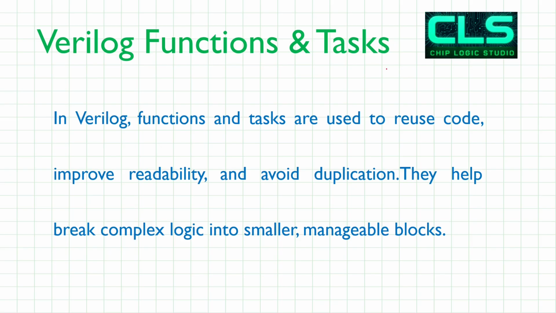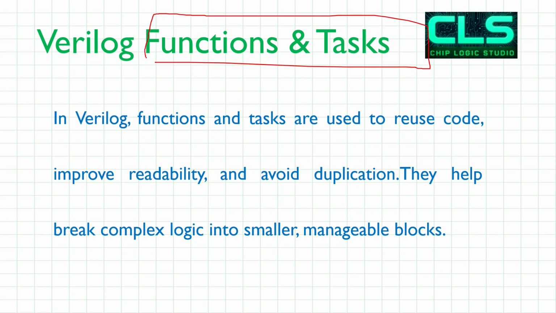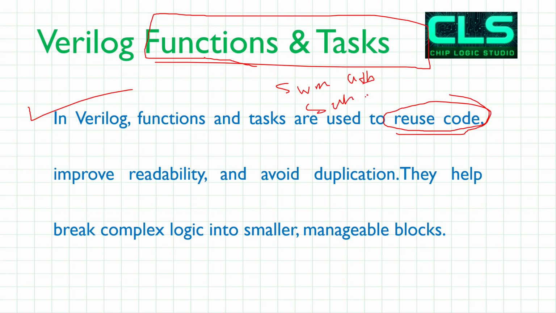Today's topic is function and task, a very important thing because we use it every time we write code. So why are we using functions and tasks? We want our code to reuse the same process. We don't want to write multiple times, like a plus b, then c plus d. So you just create a function and give it the values a, b or c, d.